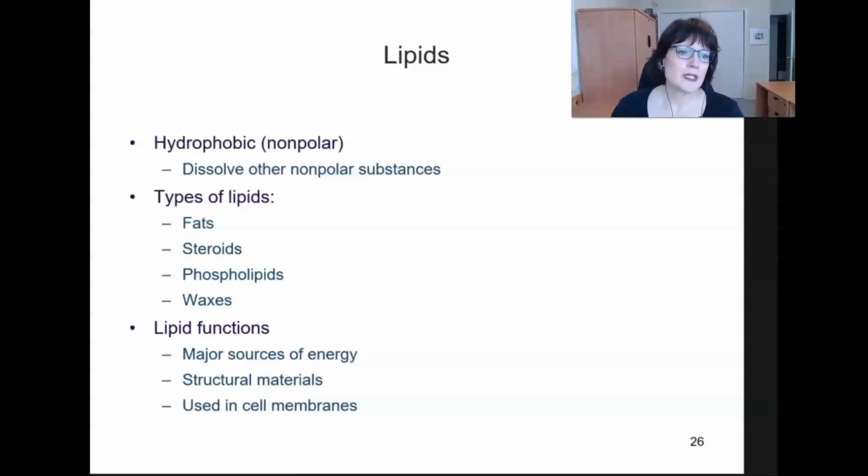The different types of lipids are fats, steroids, phospholipids, and waxes. The most important from a biological standpoint, which is what the textbook talks about, are the fats, steroids, and phospholipids. I will mention a little bit about waxes.